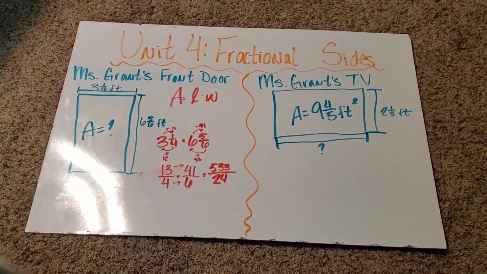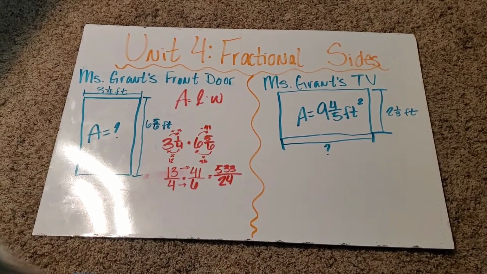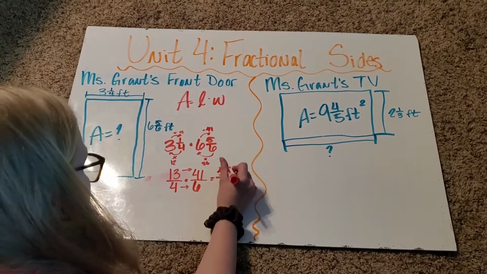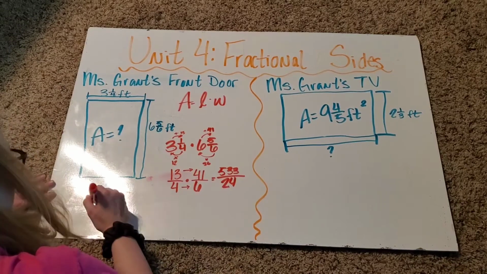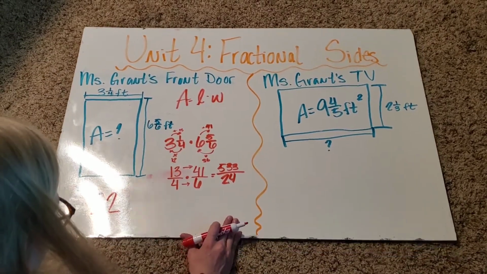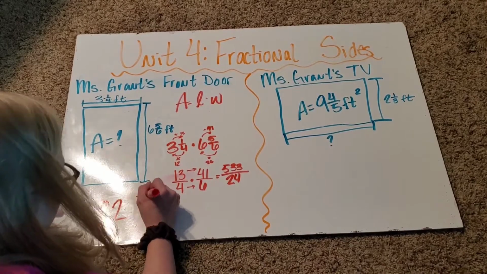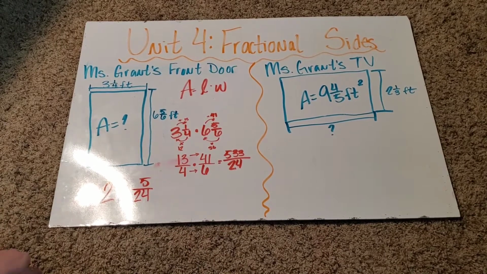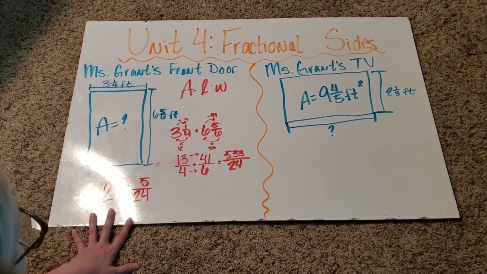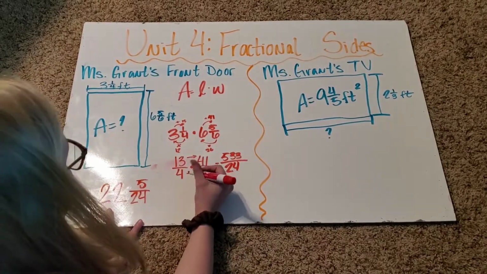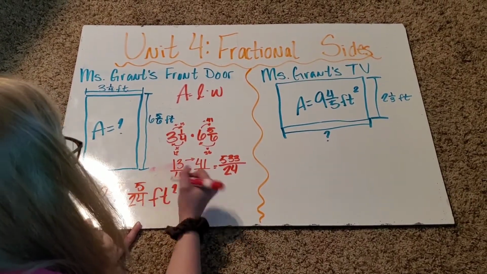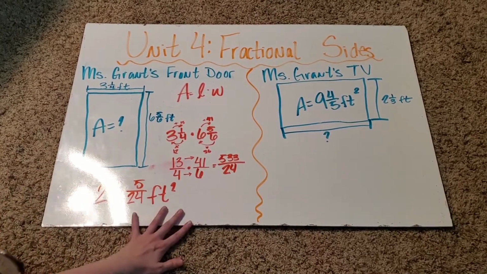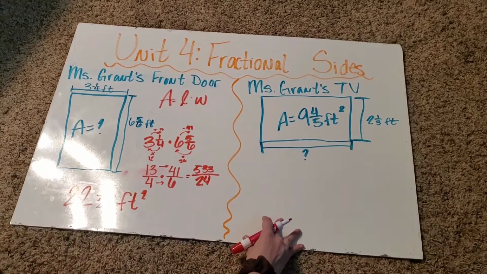So now I'm going to turn this into a mixed number. 24 can go into 533 22 times. So then I will have 5 left over. Okay, and I keep the 24. So don't forget your label. We're dealing with feet. Since we took feet times feet, we have feet squared. So the area of my front door is 22 and 5/24 feet squared.